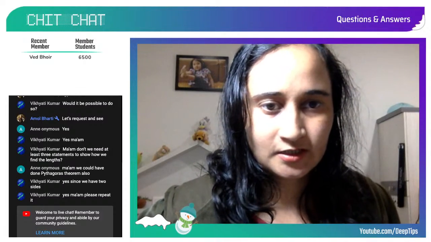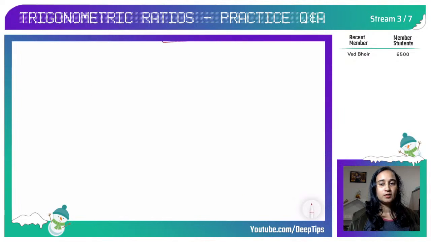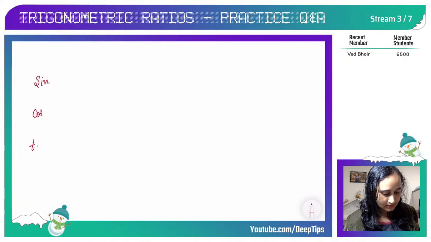Okay, so I will repeat it as you are asking for it, and it's very important for your board exams. And while I am repeating it, children, I will cover the complementary angles also. Okay, so see here, the trick says first write sine, cos and tan.